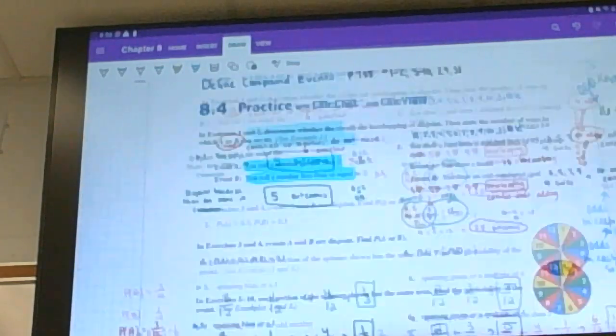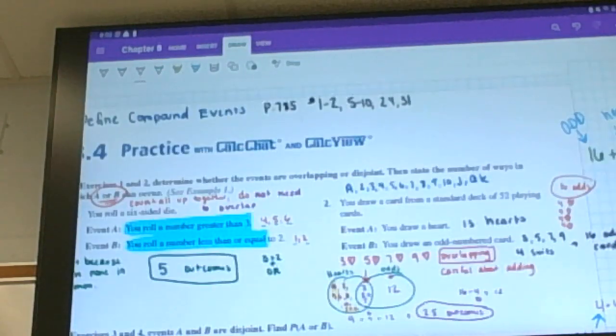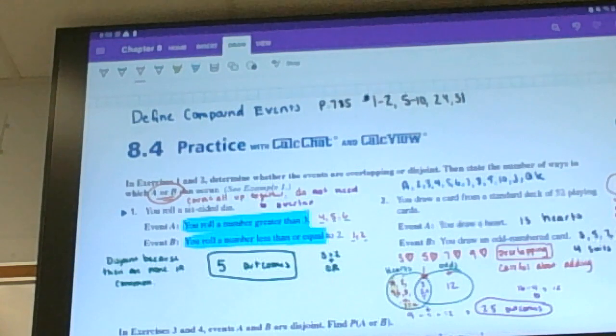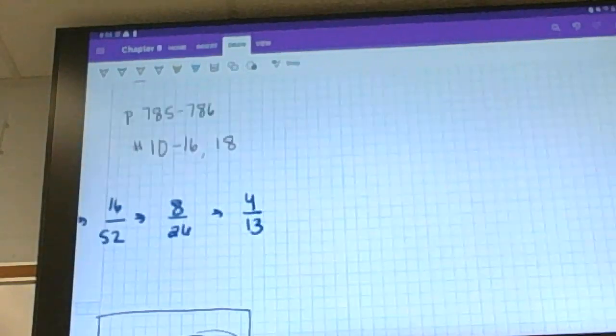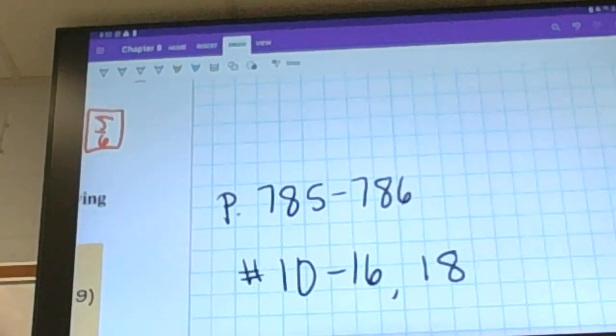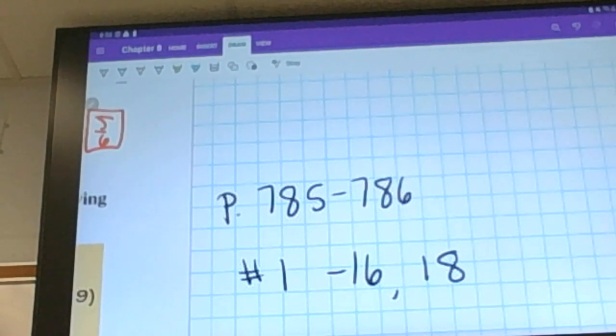Alright guys, that, and then there's 1 and 2. We got disjoint for 1 and overlapping for 2, 5 outcomes and 25 outcomes. Does anybody have a question about this work? Alright, here's your assignment for today. It's 10 through 16 and 18. You're right. Let's switch that to 11. Wouldn't want to do it twice. That would be strange.